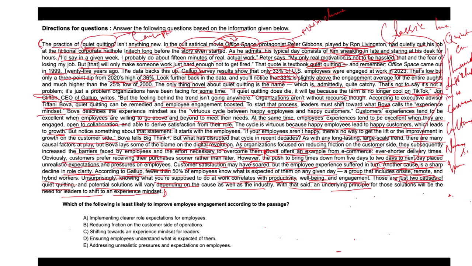So the question asked here, which of the following is least likely to improve employee engagement according to the passage? Now, what is the question asked? The question asks which option would be the least effective, isn't it? Least likely means least effective in improving employee engagement based on the information provided in the passage.